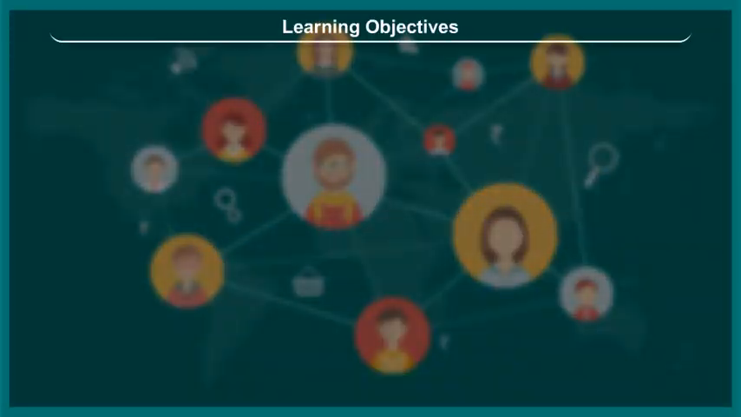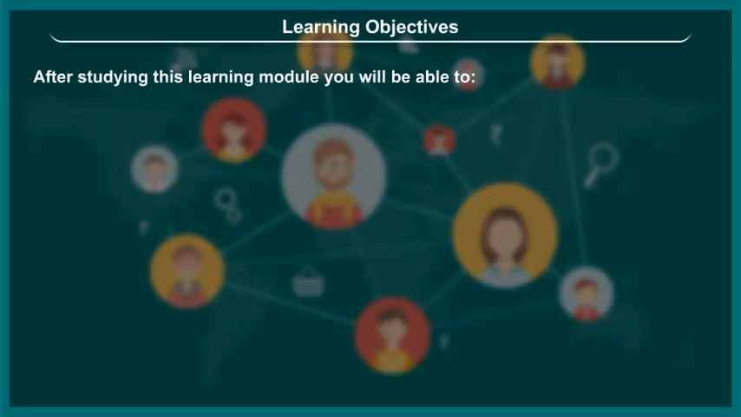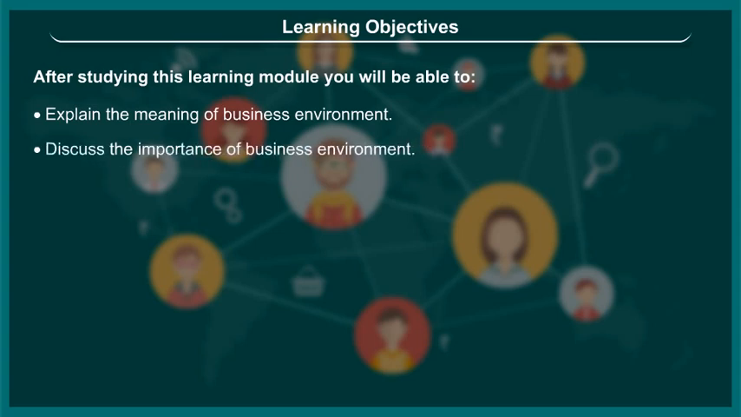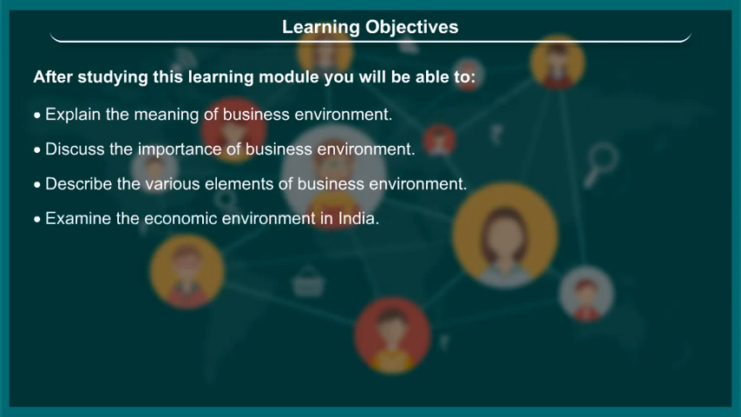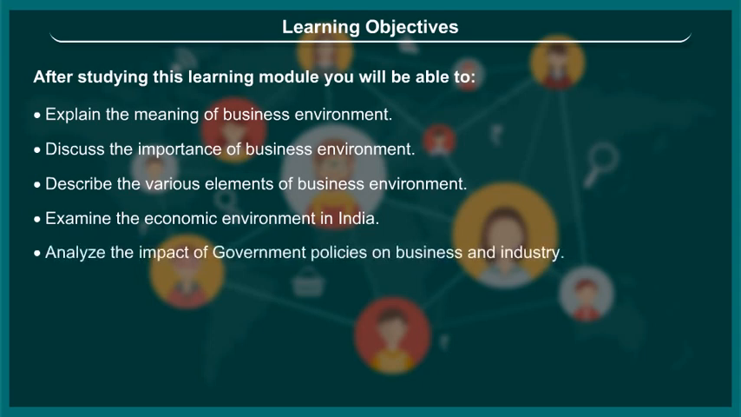Learning objectives. After studying this learning module, you will be able to explain the meaning of business environment, discuss the importance of business environment, describe the various elements of business environment, examine the economic environment in India, and analyze the impact of government policies on businesses and industry.